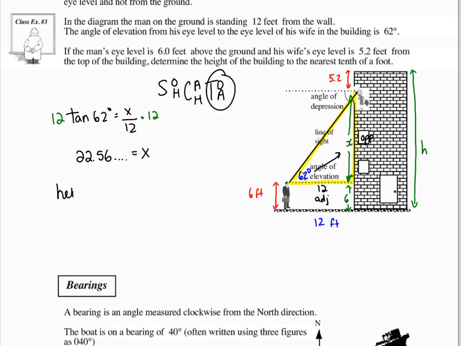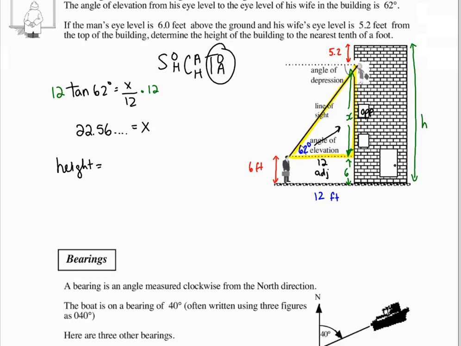We want the nearest tenth, and what are we adding together to get the full height? 6 plus 5.2 plus 22.56, or 22.6. We're going to the nearest tenth, in feet, which gives us 33.8 when you round it.